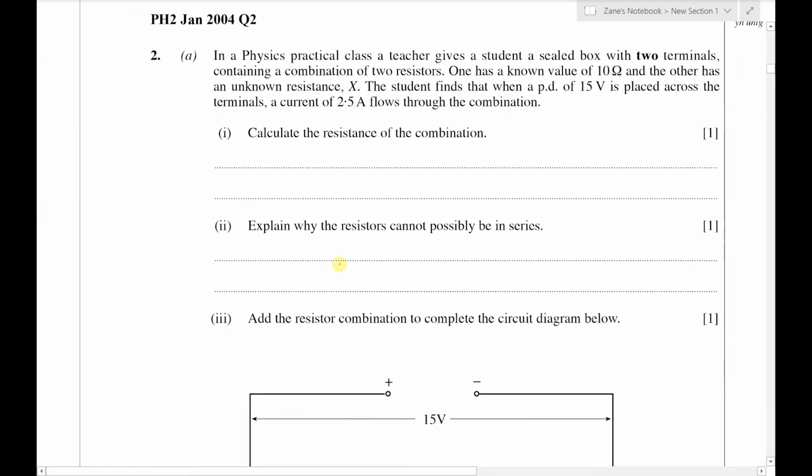And welcome to another WJEC A-Level Physics question. This time it's question 2 from January 2004's PH2 paper.